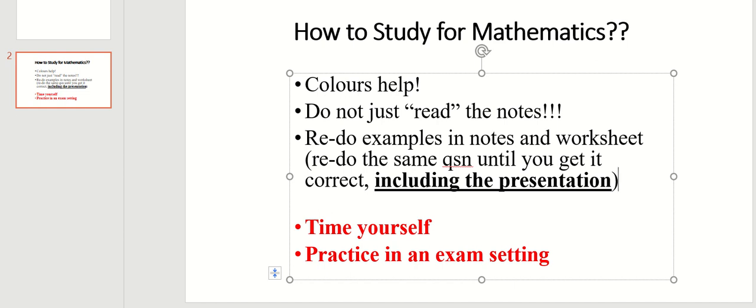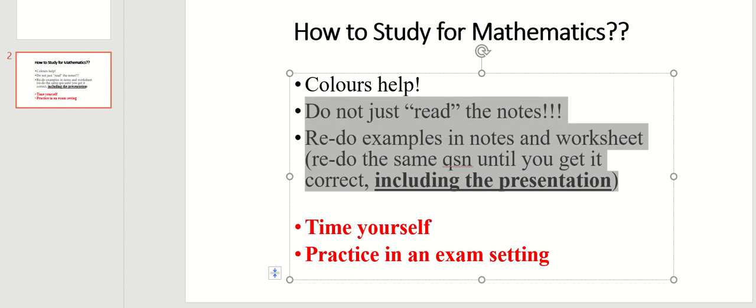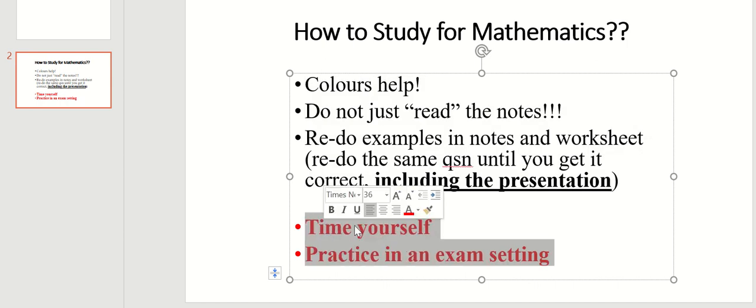Okay, so good news. Next, once you have gotten used to all this way of studying, as you practice, especially nearing any major tests or exams, I would say the red color portions come into place. This is more like expert tips, yeah. For experts, time yourself.